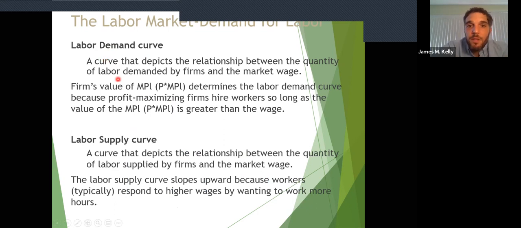The labor demand curve essentially depicts the relationship between the quantity of labor demanded by firms and the market wage, which is going to be determined by the value of the marginal product of labor.